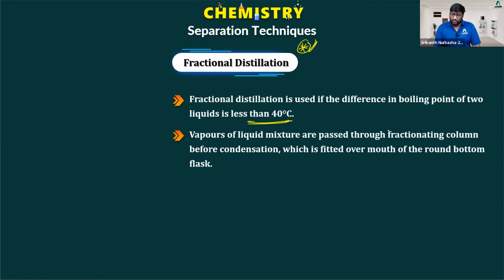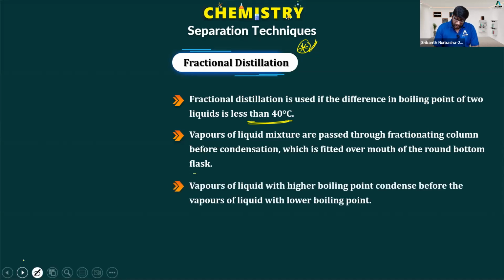Vapors of the liquid mixture are passed through a fractionating column before condensation, which is fitted over the mouth of the round bottom flask. Vapors of liquid with higher boiling point condense before the vapors of liquid with lower boiling point. How can this happen? Third point: vapors of liquid with higher boiling point condense before the vapors of liquid with lower boiling point. How is that possible?